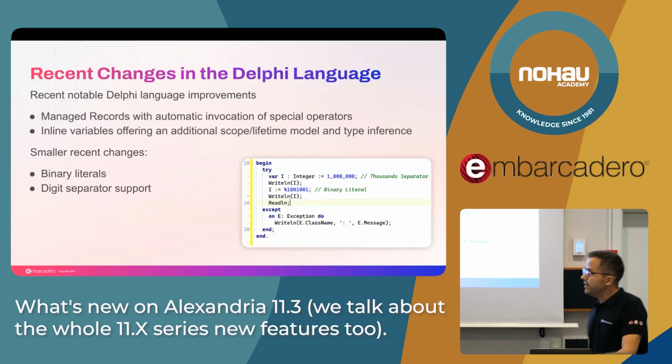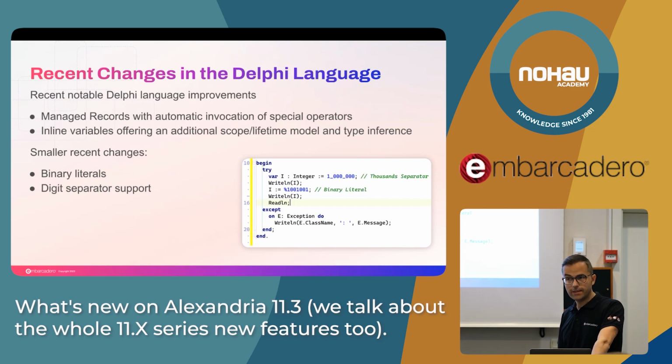Recent changes in the Delphi language, not much, but we have improved the inline variables. If you're not using those, I really encourage you to use inline variables. They're very nice. You don't have to declare your variables on top of the methods anymore. You can go straight away to wherever you are and create a variable. There's a bit of controversy with this. The people think that it's not very good, but it's in every single other language. So if you want to attract younger developers, you need to offer this kind of things.